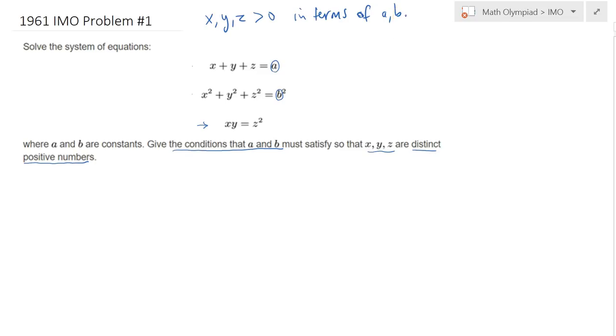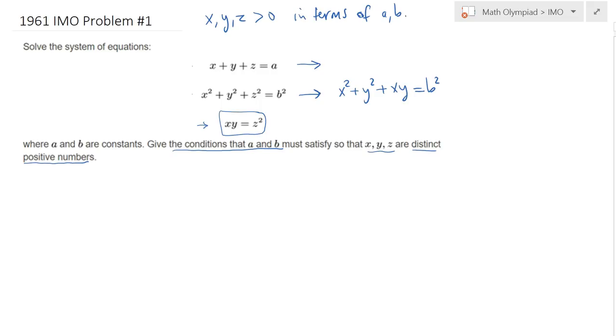So let's start by making a small substitution. We can immediately get rid of the z in both equations, because this expression looks almost redundant, so let me go ahead and do that. It's very easy to substitute z squared into the third expression, which gives us, in the middle equation, x squared plus y squared plus z squared, and z squared is just xy, and that's equal to b squared.